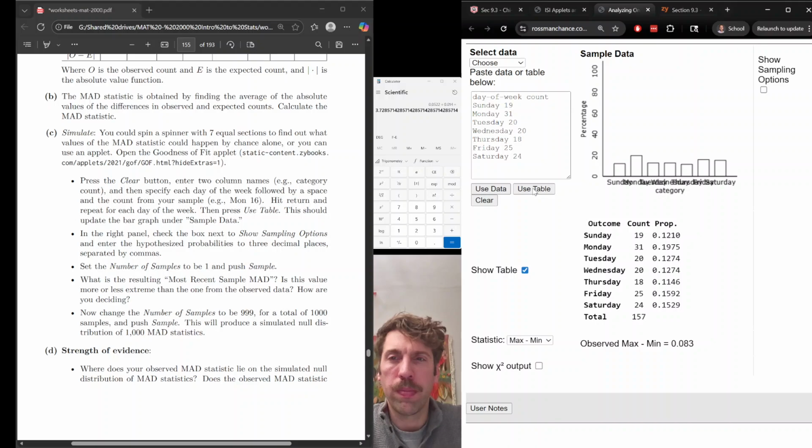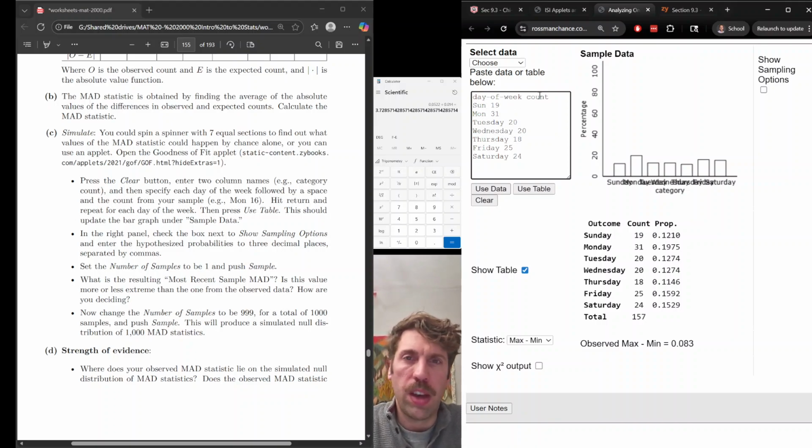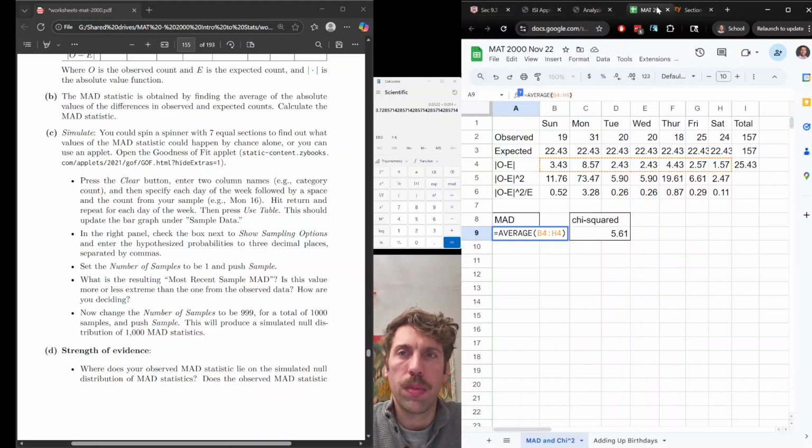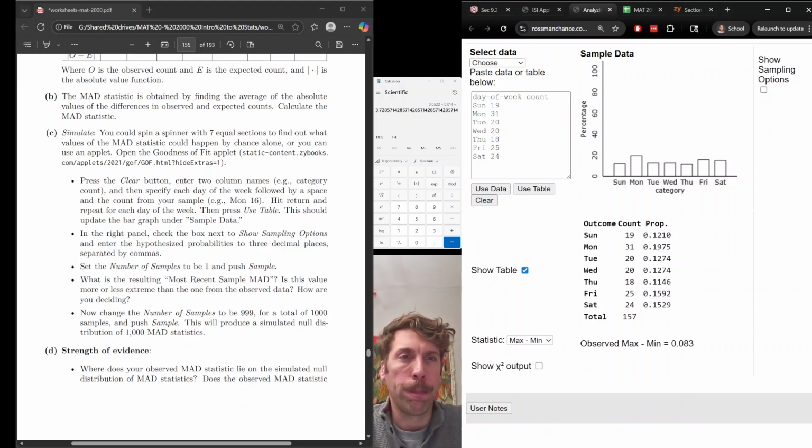Use table. Okay, and then maybe I want to have shortened abbreviations so that it's easier to see them in the bar chart, for instance. So if I just do the first 3 letters, then I can distinguish them. So I'll try that. That looks way better. Okay.